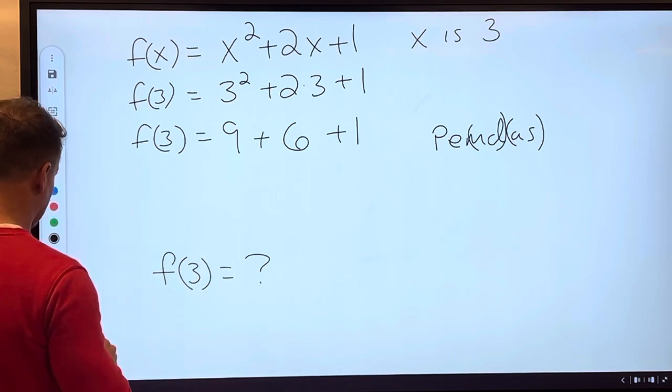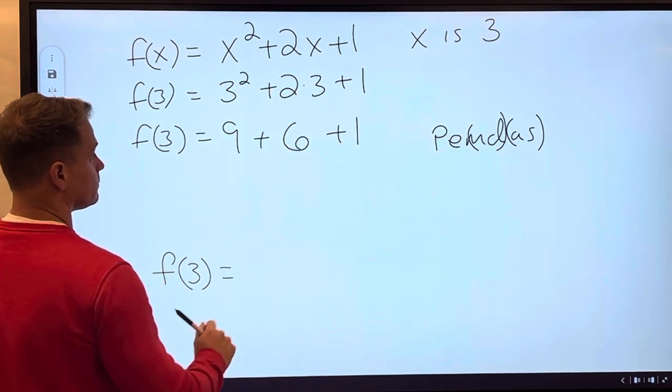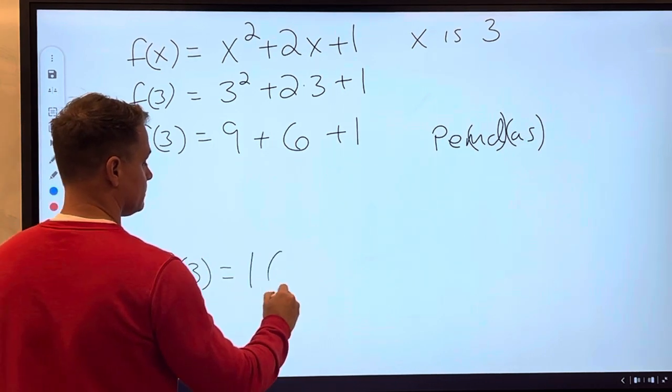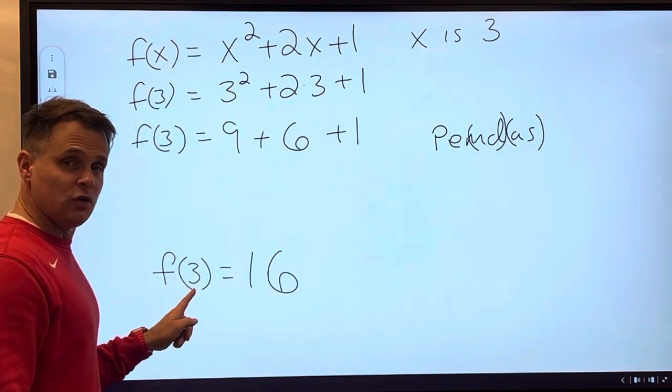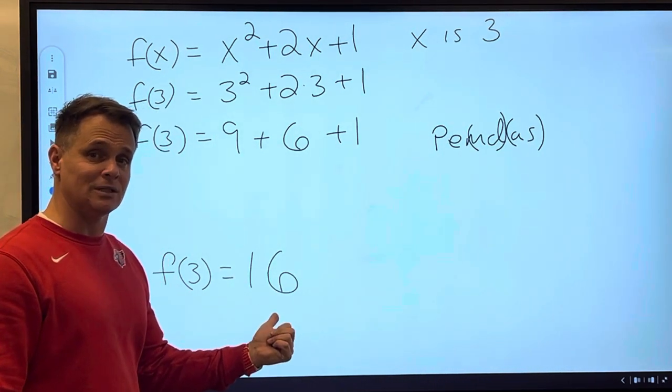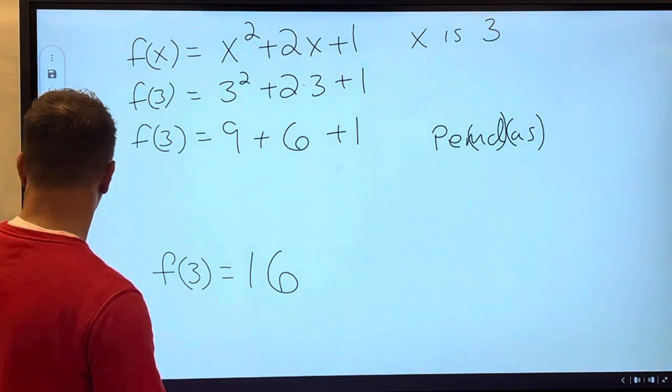So f of 3, 9 plus 6 is 15 plus 1 is 16. When the x value is 3, the y value is 16. So f of 3 is equal to 16. Let's take a look at another one.